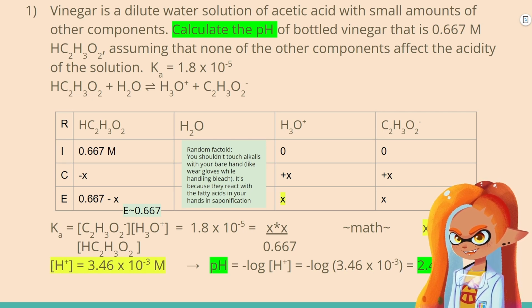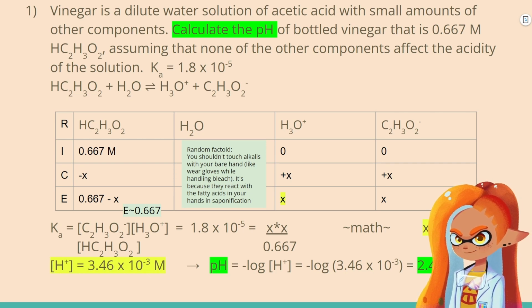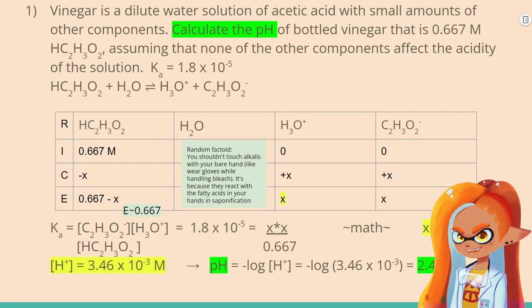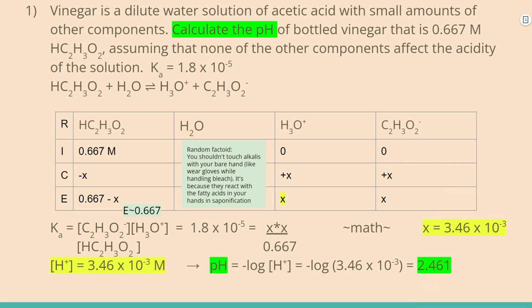So our Ka is our products over reactants. We were given a Ka value, and then I just plug in the x's and I plug in the products, and then we math, and then we end up getting this x value here that I have highlighted in yellow. Now, we solved for the H+, but the problem says calculate the pH. So you put pH equals negative log of that H+, and then we plug and chug, and we get our pH. So that is the first part.